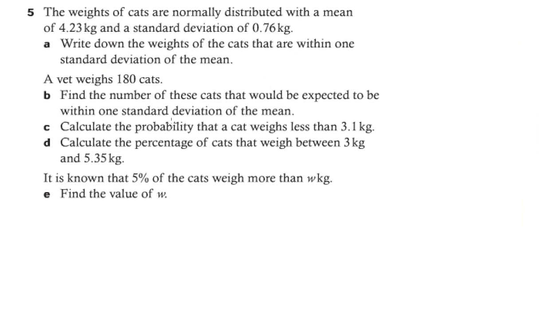Okay, last one here. The weights of cats are normally distributed with a mean of 4.23 kilograms and a standard deviation of 0.76 kilograms. Write down the weights of cats that are within one standard deviation of the mean.